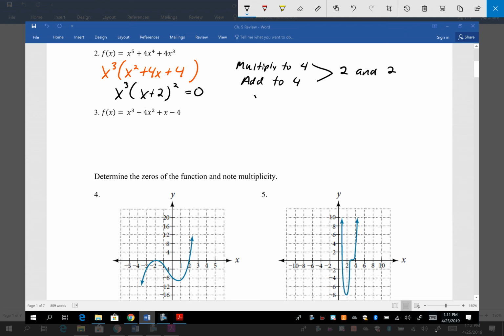So my two answers are x equals 0 and x equals -2. What kind of root is 0? It's a triple root. And what kind of root is -2? Double root.